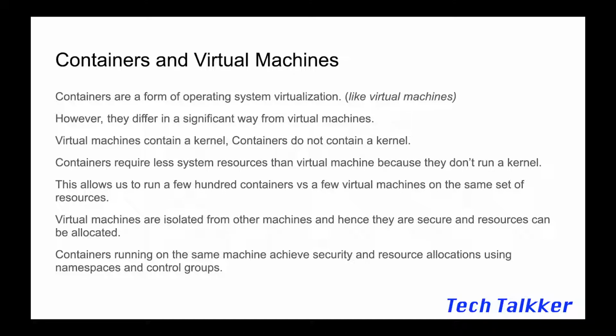And then the next point is virtual machines are isolated from other machines, and hence they are secure and resources can be allocated. I mean, they are not completely isolated at the hardware level, but hypervisors do a pretty good job of isolating two machines from each other. On the other hand, we have containers, right? So how do they achieve security and resource allocations? Containers running on the same machine achieve security and resource allocations using something called Linux namespaces and control groups, which we will discuss later in this video.